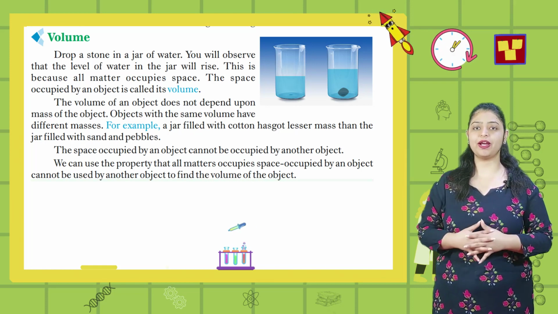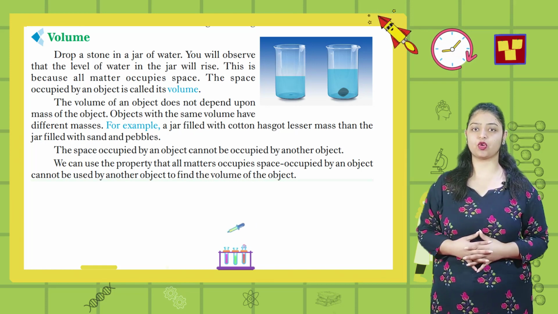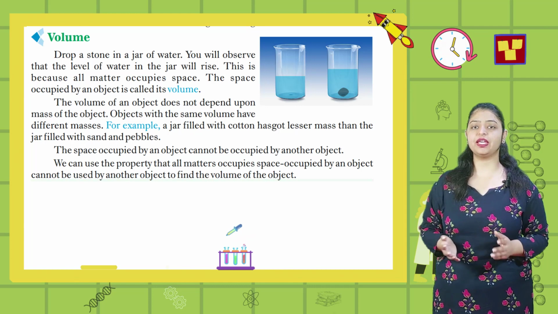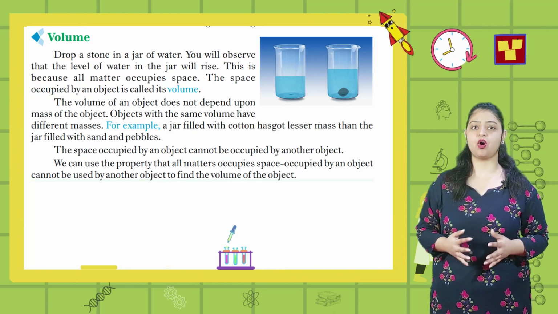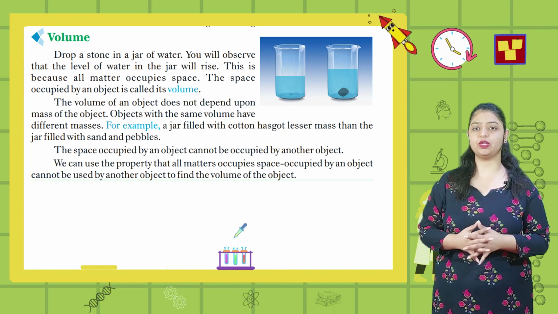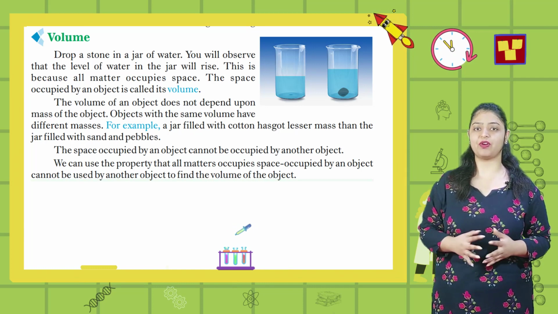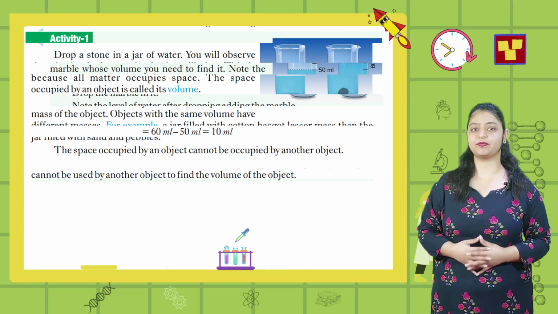The space occupied by an object cannot be occupied by another object. We can use the property that all matter occupies space, and the space occupied by an object cannot be used by another object, to find the volume of the object.